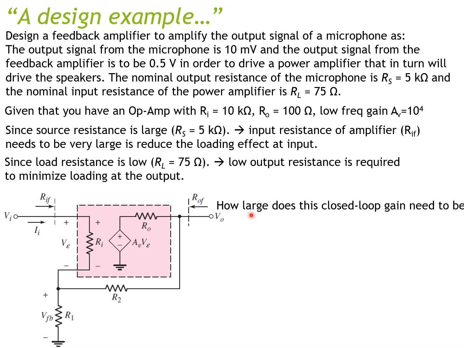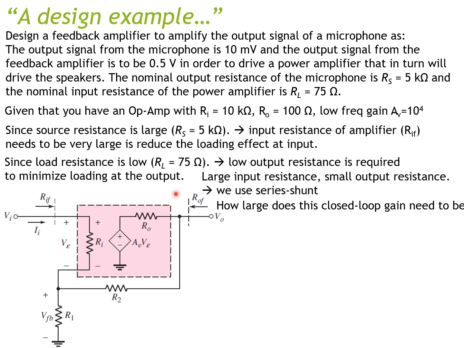Okay, so now first question, every amplifier has a gain, right? How can you define how much gain you need for this feedback amplifier? Sorry, I missed one animation here. So the conclusion of that is, since we need a large input resistance and a small output resistance, then we need to use the series-shunt. So now we come back to figure out what is the necessary gain for our feedback amplifier.